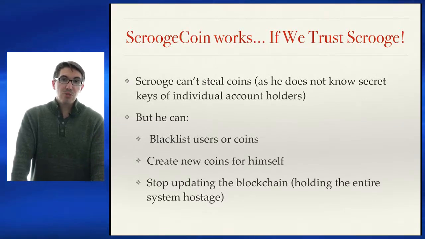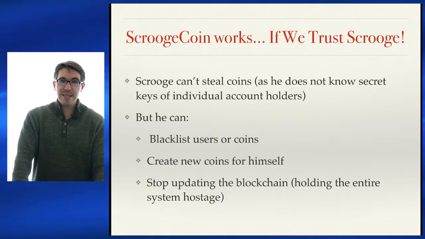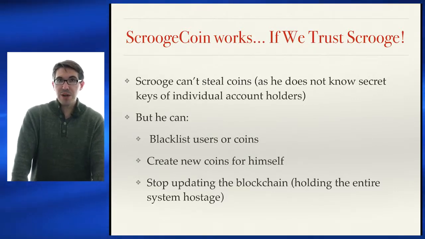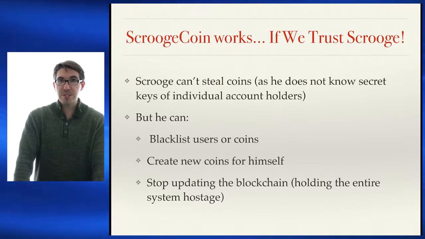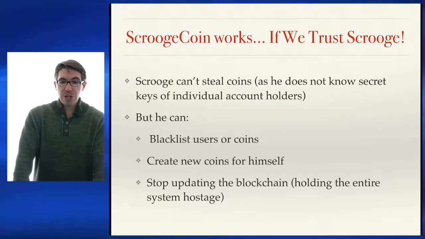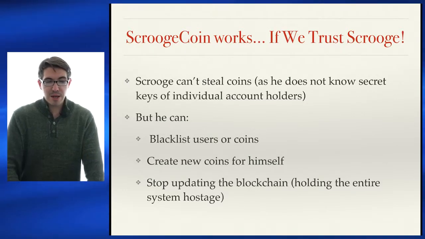Scrooge can blacklist users. That is, he can say any coins that go to this public key, I am no longer going to write down any transactions that they do. Or even a specific coin. If Scrooge thinks that a particular coin isn't valid, or doesn't like it, he can say, this coin, I'm not going to include any transactions including this coin ever again. Scrooge can generate new coins for himself, just as Goofy did, and there's no limit on the number that he can produce.